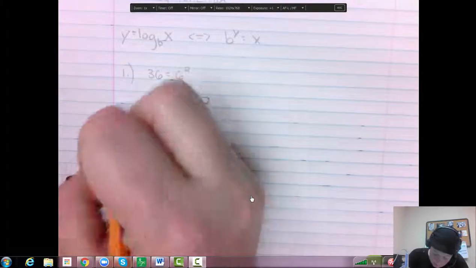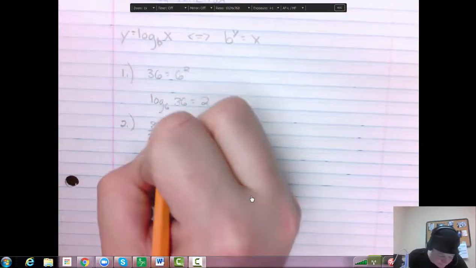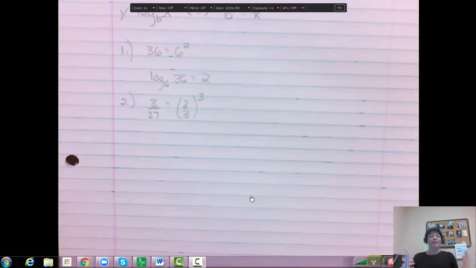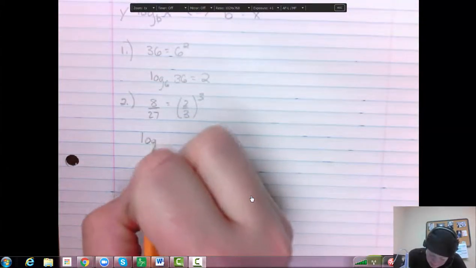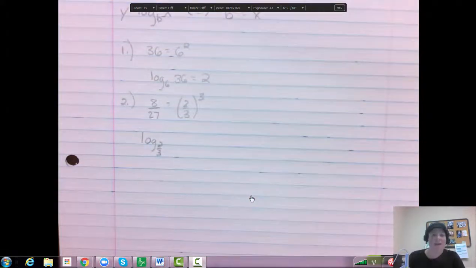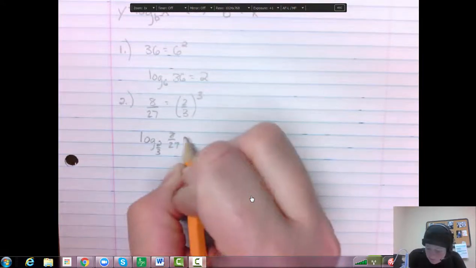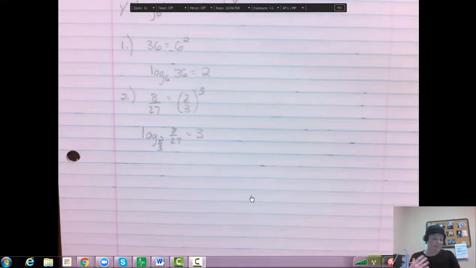Let's try a little bit harder one, something with a fraction in there. So 8/27 equals 2/3 to the third. The base of the power, or the exponent expression here, is 2/3. So we know we're going to write log base 2/3 of what's by itself, 8/27, and it's equal to the exponent, 3. Okay, so there we go. That's converting from that direction.